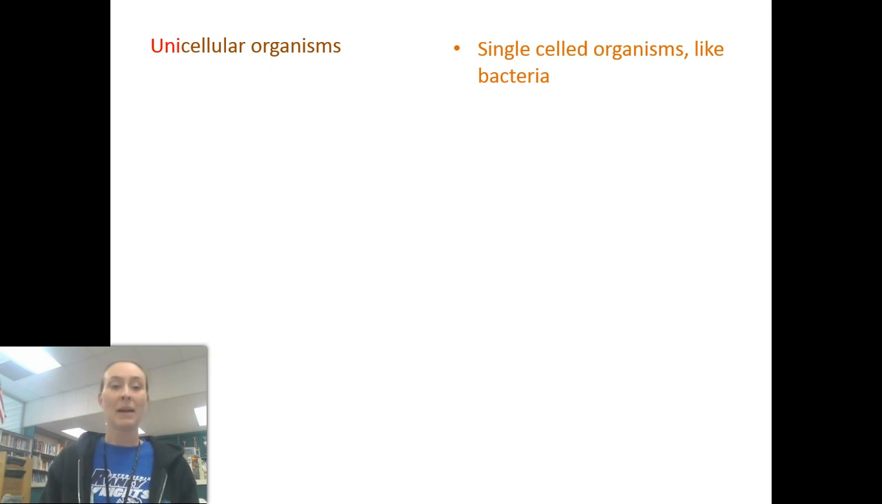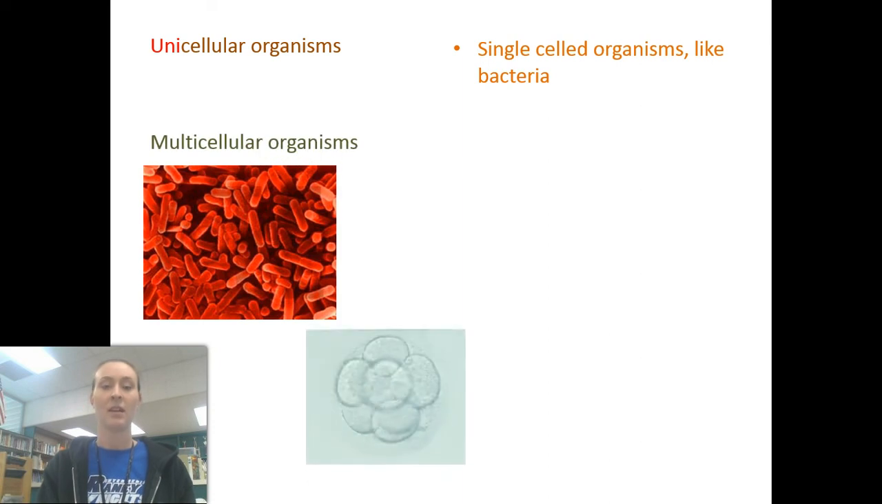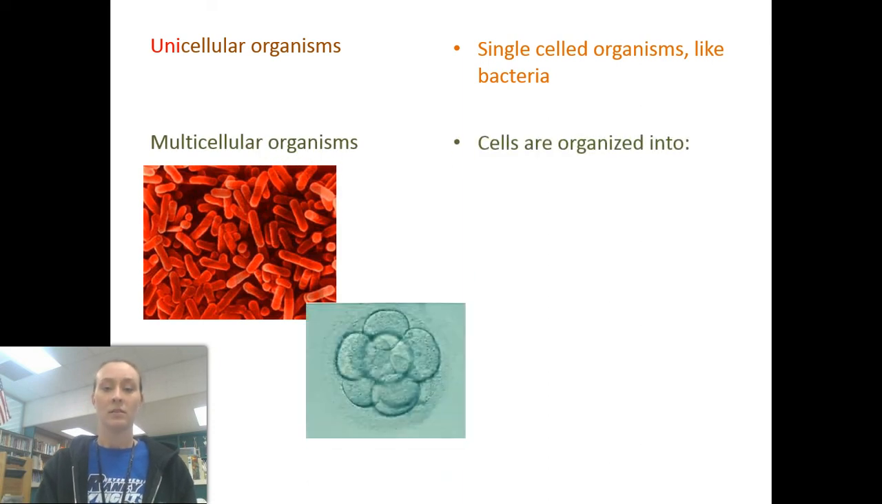So we've talked about cells and how cells make up all living things, but sometimes a living thing can be just one cell. This is called a unicellular organism. An example of a single-celled organism you've probably heard of is bacteria. Most organisms we see and think about on a daily basis are multicellular organisms, meaning they are made up of many cells.